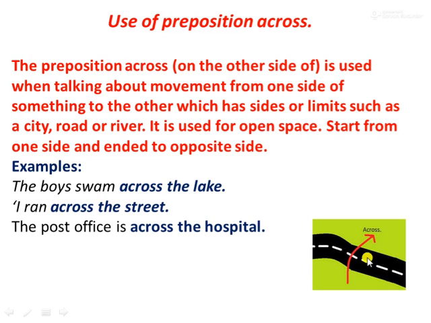For example, there is a bridge over the canal, and you are going across the bridge, from one person to another person. So with sides or limits such as a city, road, or river, it is used for open space. Start from one side and end at the opposite side. So it starts from this one and ends at the opposite side. So, on the other side of.